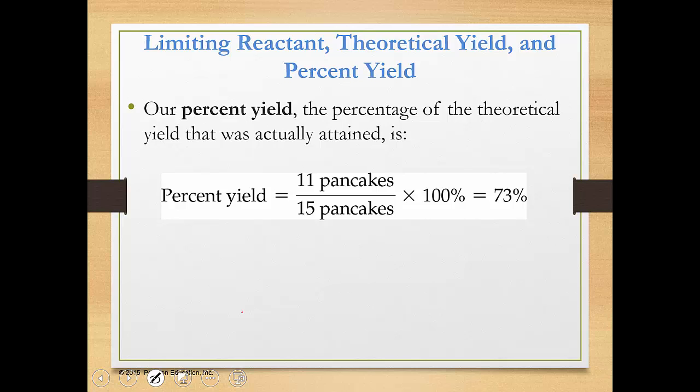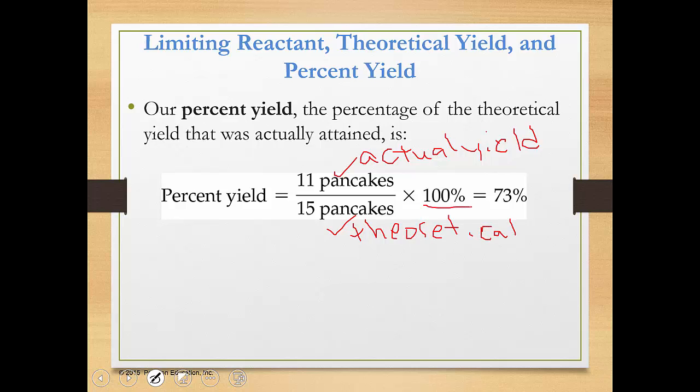If I know an actual yield, how much did I actually get out of it? 11 pancakes. And I know a theoretical yield, 15 pancakes. That allows me to calculate what is known as percent yield. It's just the ratio of the actual amount that you got, so your actual yield, divided by your theoretical yield.